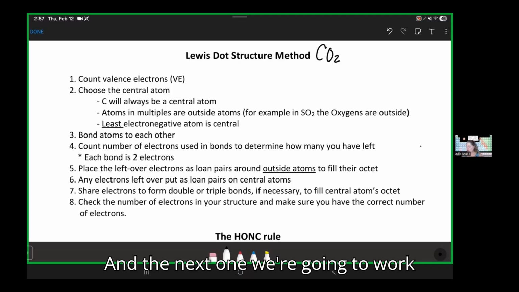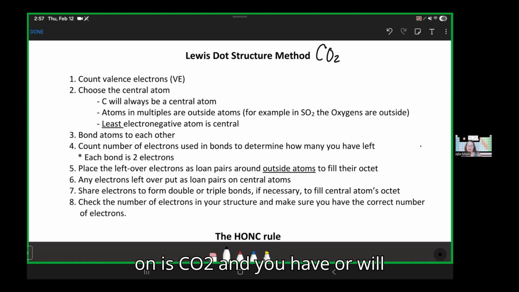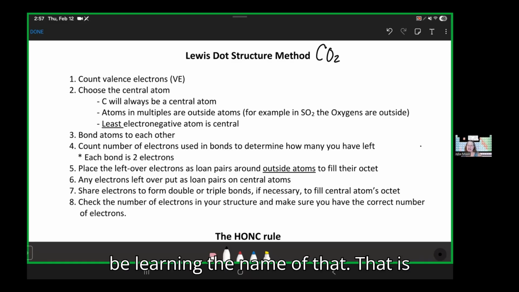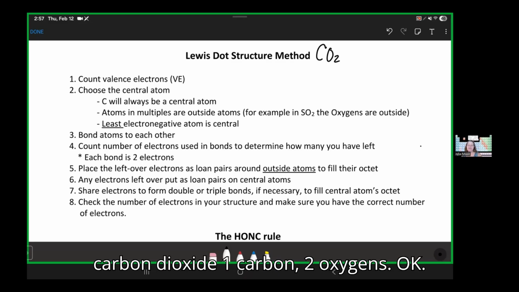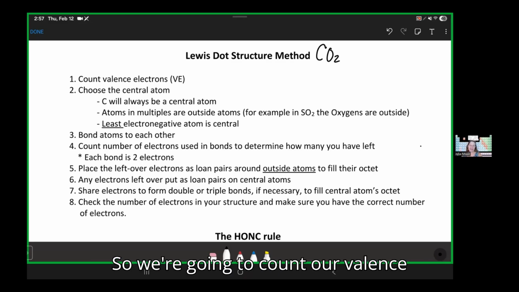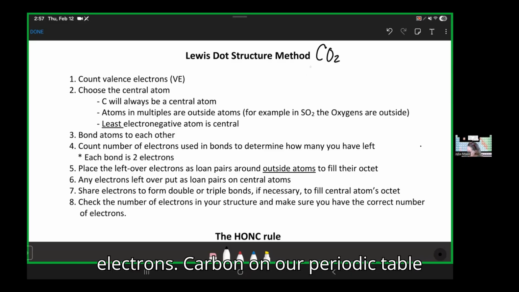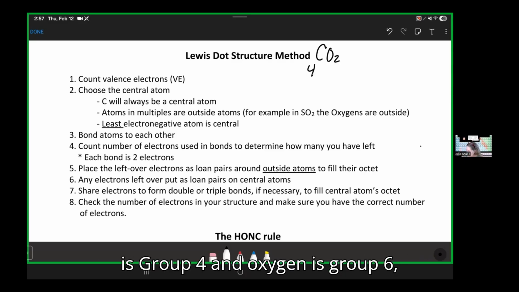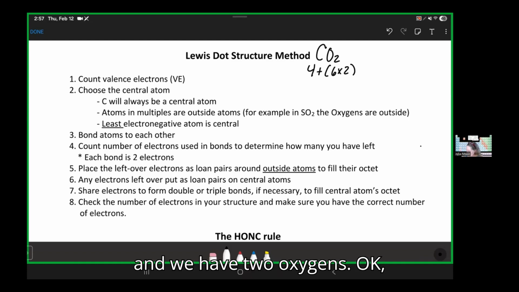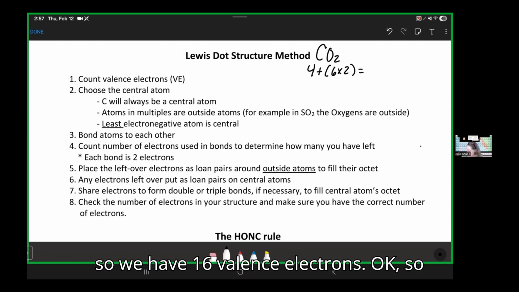The next one we're going to work on is CO2. You have or will be learning the name of that. That is carbon dioxide, 1 carbon, 2 oxygens. So we're going to count our valence electrons. Carbon on our periodic table is group 4, and oxygen is group 6, and we have 2 oxygens. So we have 16 valence electrons.